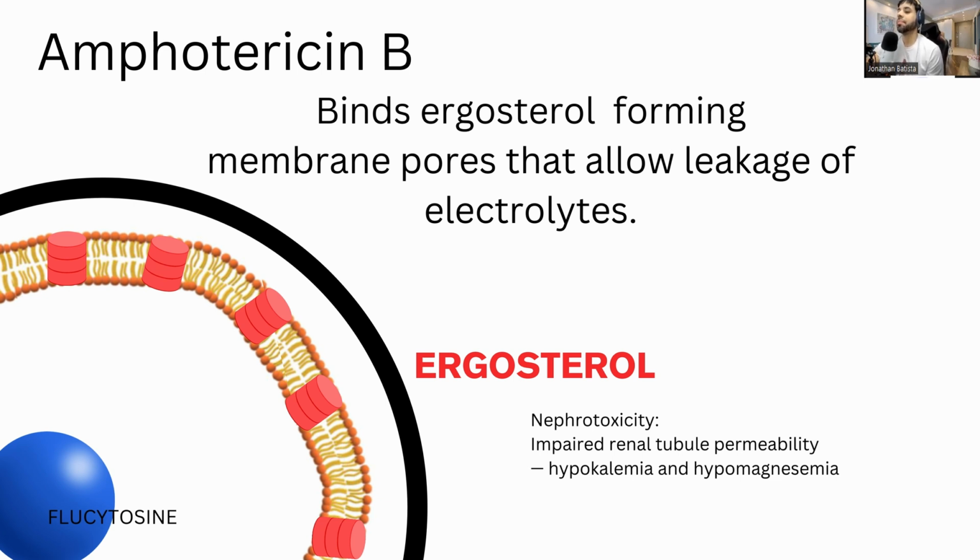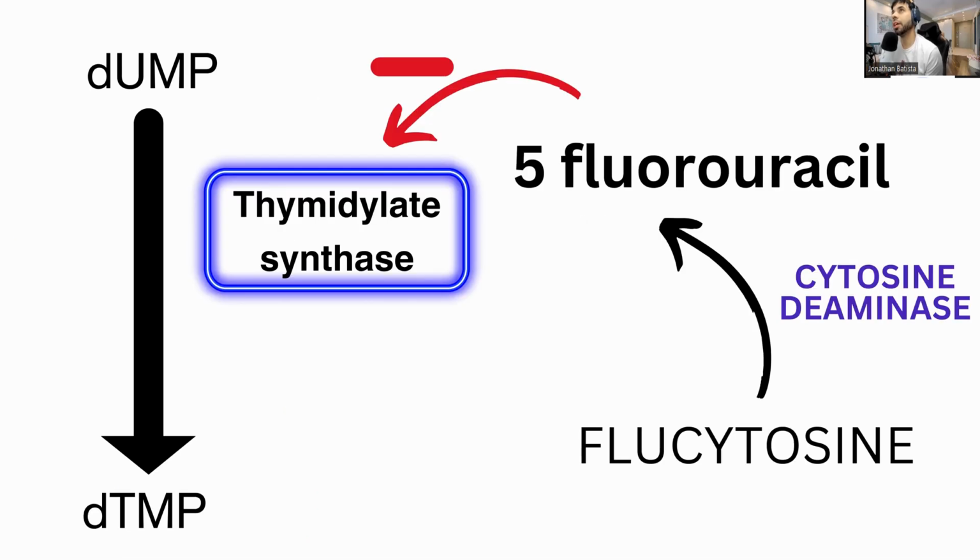Who remembers this? Anybody remember flucytosine? Yes, perfect. Great. It converts itself to 5-FU, therefore inhibiting thalidomide synthase. It utilizes the enzyme cytosine deaminase in order to convert itself into 5-FU. And then, yes, it will inhibit thalidomide synthase. Good. I love that. You guys remember that.